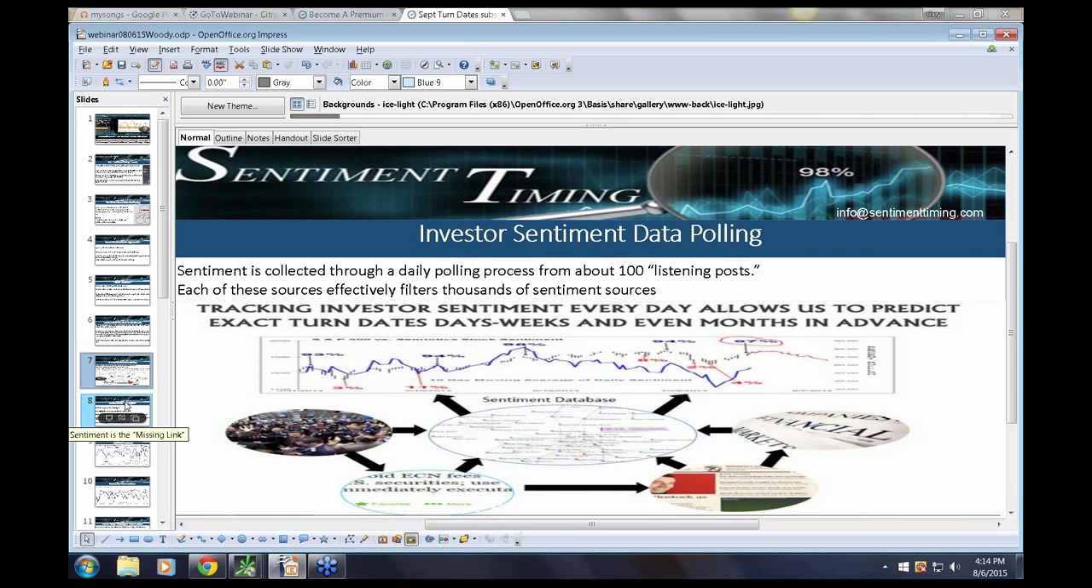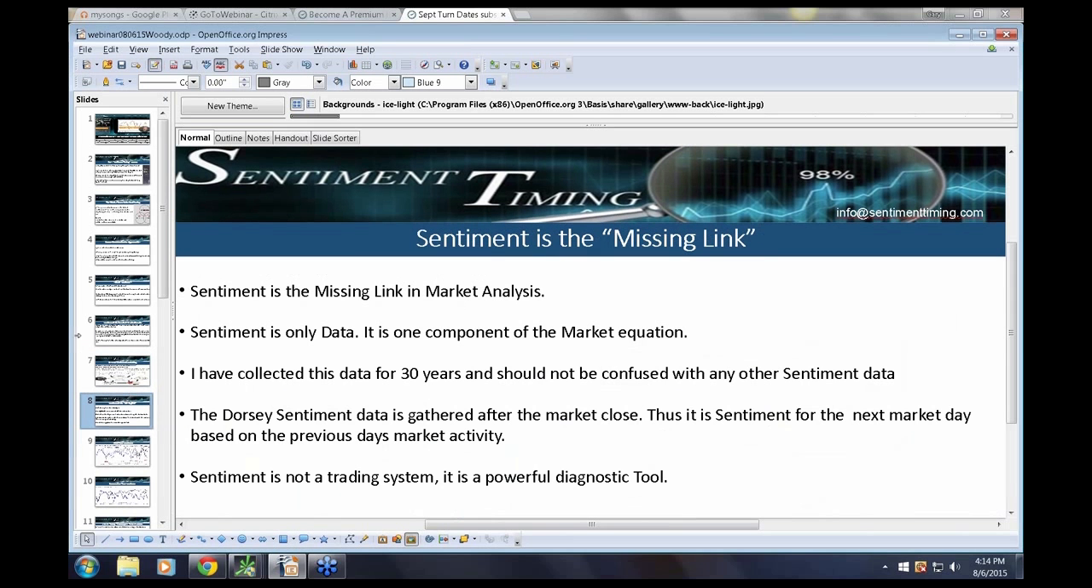this idea of the sentiment, remember, it is only data, but it is an important piece of data, and we'll show you how to interpret it. So all of these things come down from these listening posts into a sentiment number for each day that is based on the day's trading, and that goes into a database, and that database goes into the charts, which we're going to show you. Okay, let's go to the next one.